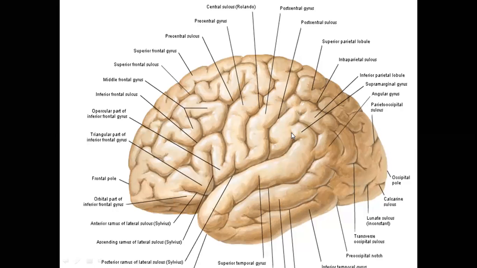If you see here, this is the central sulcus. If you can make out, this is the central sulcus. The central sulcus is the only sulcus which begins from the medial surface and ends at the posterior ramus of the lateral sulcus. It is almost in the center. So this is the central sulcus.